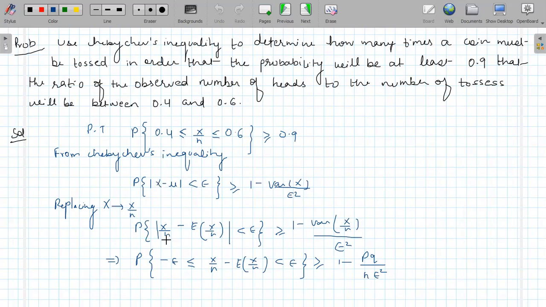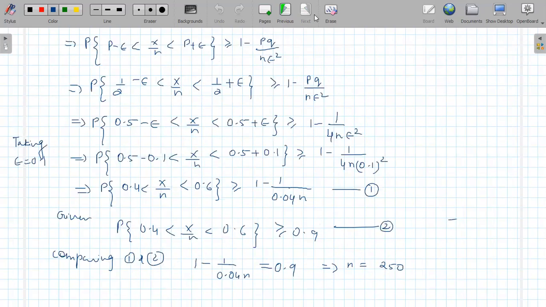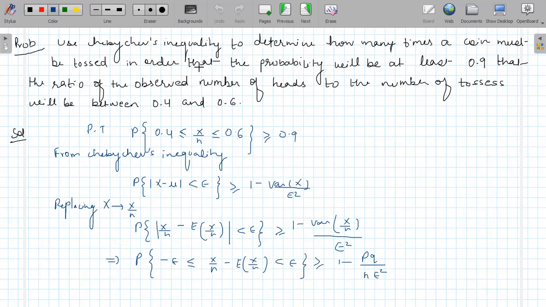यहाँ पर हम फिर से x को x upon n से replace करेंगे and μ is replaced by expected value of x upon n and variance is replaced by variance of x upon n. Just find the bounds on x upon n by simplifying this, and this is nothing but pq by nε². We have done it a few moments ago. So we have this bounds on x upon n where p is the probability of success. Here success is the number of heads. Getting head is the success.